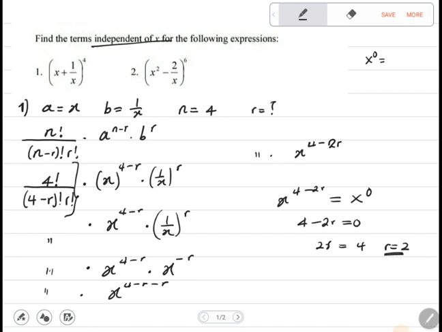Let's go to question number 2, which says x squared minus 2 over x to the power 6. Can we do that?